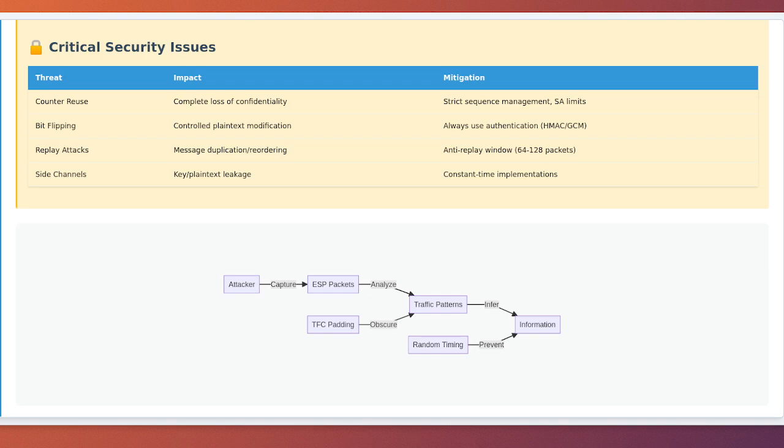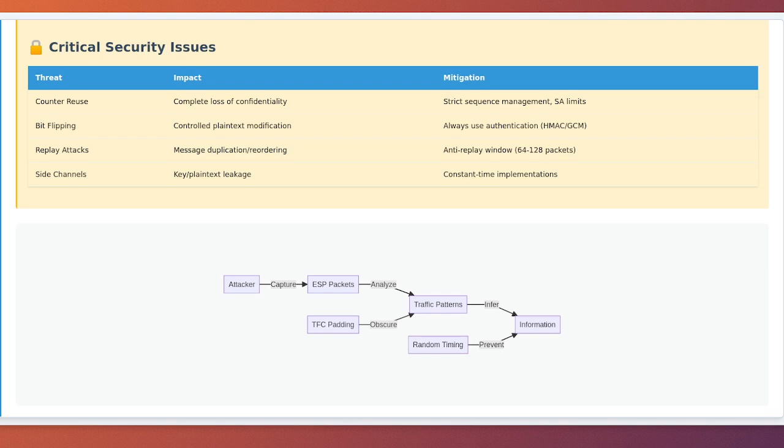The most critical security requirement in CTR mode is ensuring counter values are never reused with the same key. If an attacker can cause counter reuse, they can XOR two ciphertexts encrypted with the same keystream to eliminate the encryption, revealing the XOR of the two plaintexts. This is often enough to recover significant information about the original data. In ESP implementations, this is prevented through careful sequence number management and SA lifetime limits, but misconfigurations or implementation bugs could still lead to vulnerabilities.